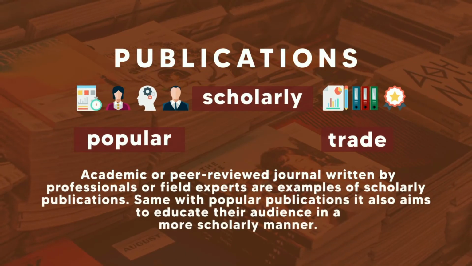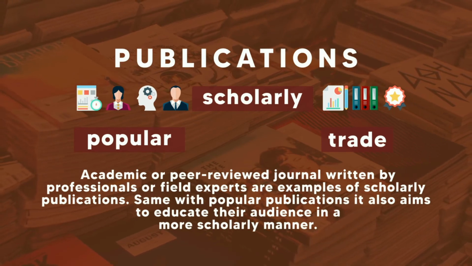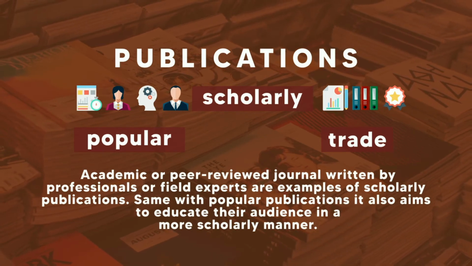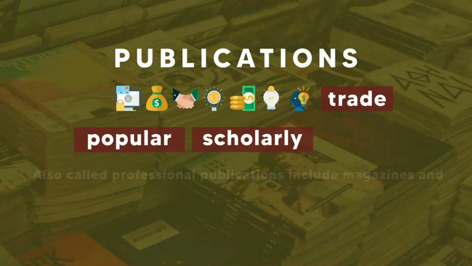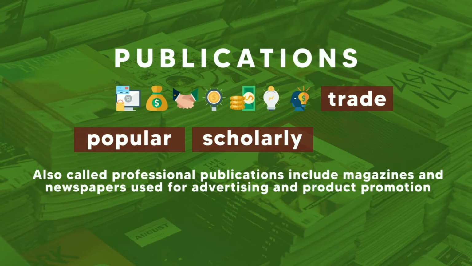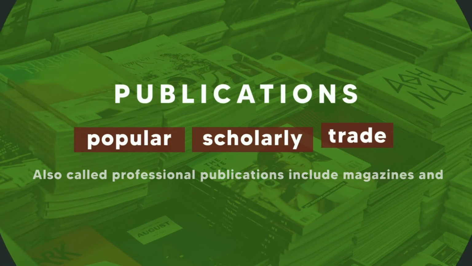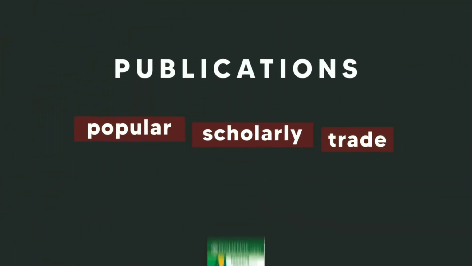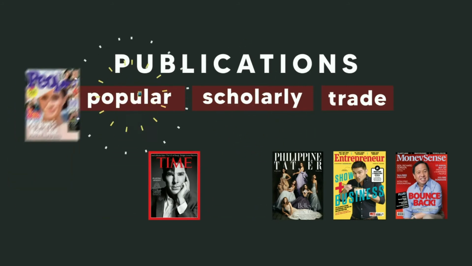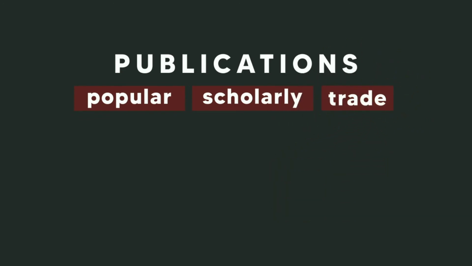Academic or peer-reviewed journals written by professionals or field experts are examples of scholarly publications. Same with popular publications, it also aims to educate its audience in a more scholarly manner. Trade publications, also called professional publications, include magazines and newspapers used for advertising and product promotion. Publications like these are very useful, as they are curated by reputable editors, and copy-edited multiple times before printing. So the next time you see a print material, you don't just look at it as a simple magazine.